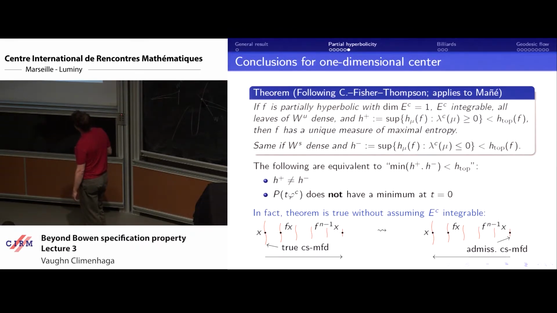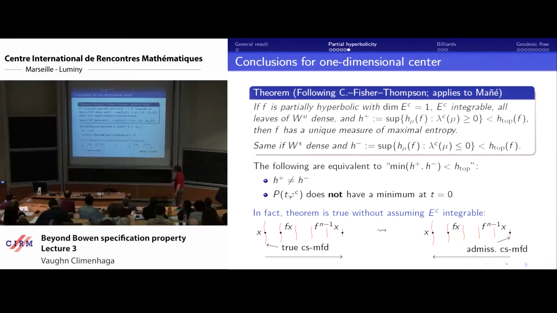This condition, if this condition fails, then these 2 numbers are equal, and one of 2 things must happen. Either there is an MME which has 0 center exponent, or there are at least 2 ergodic MMEs, one of which has positive center exponent, one of which has negative. And Katrin Gelfert can tell you all about examples like that.